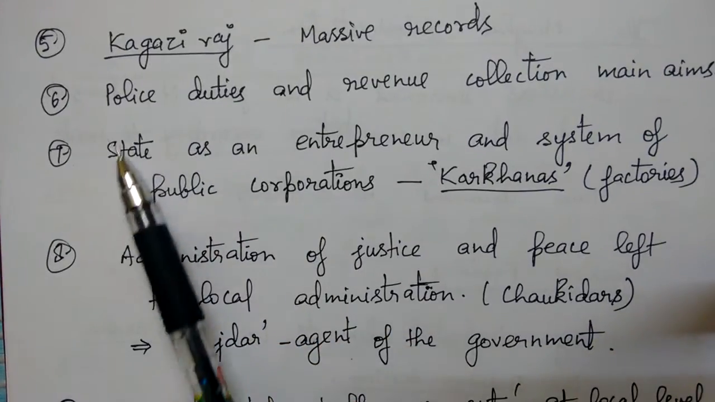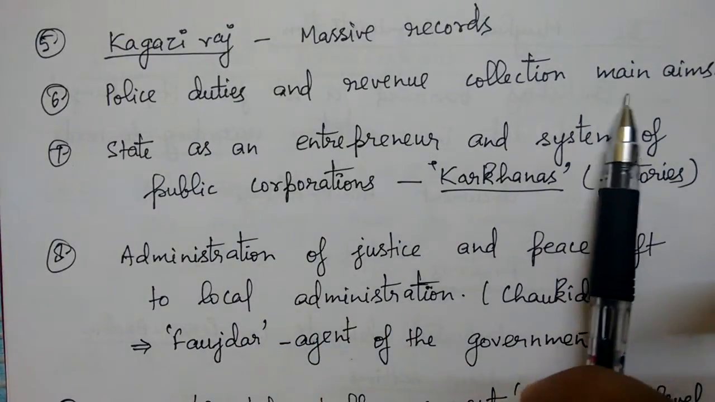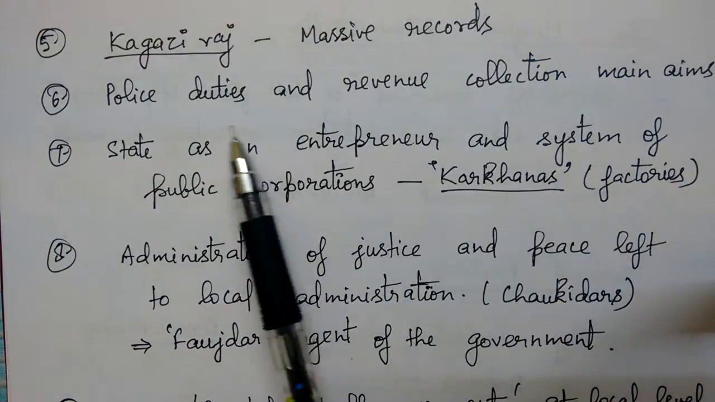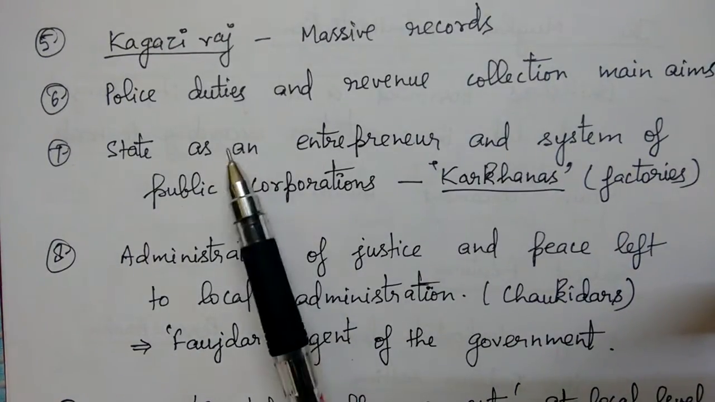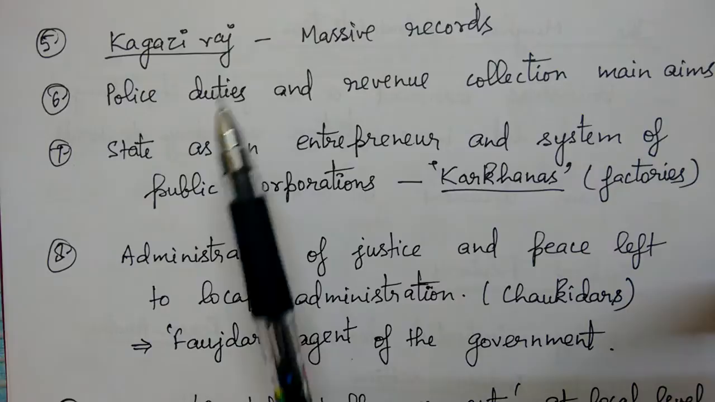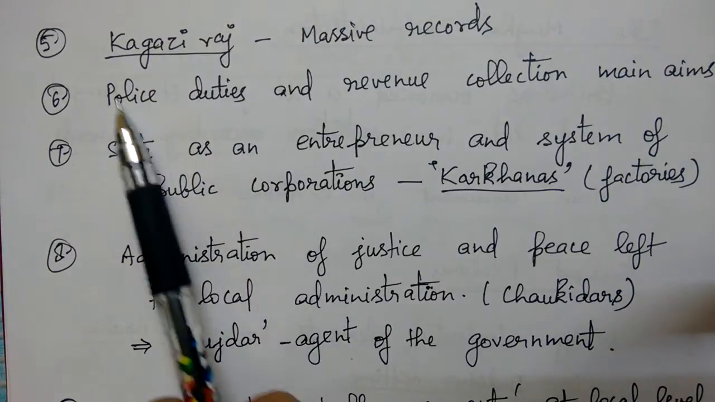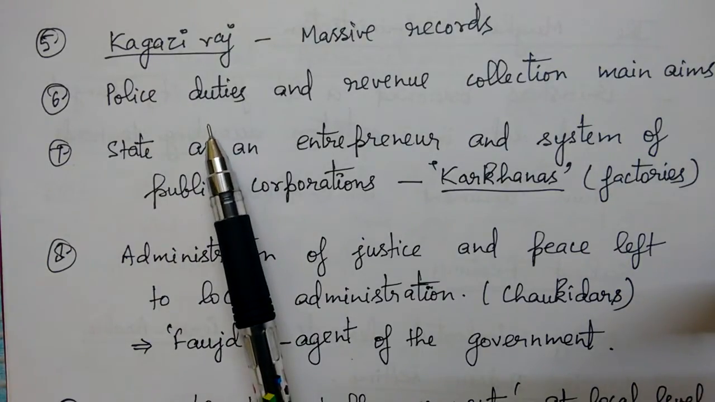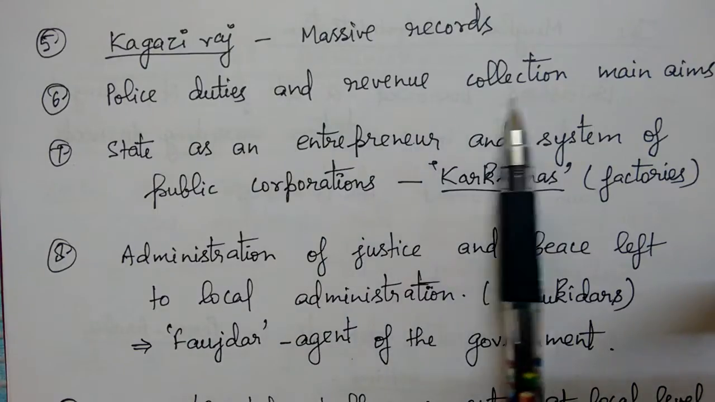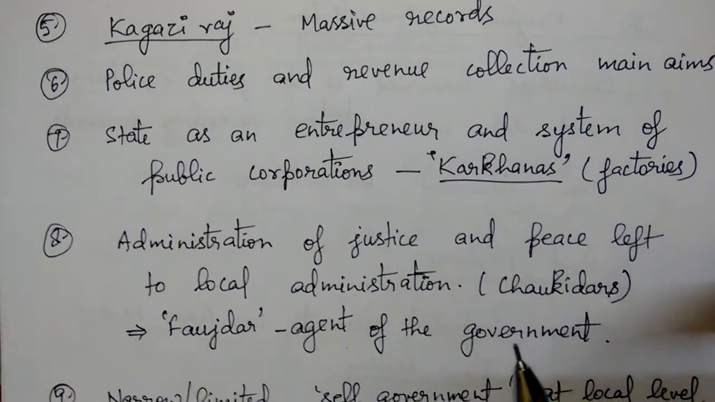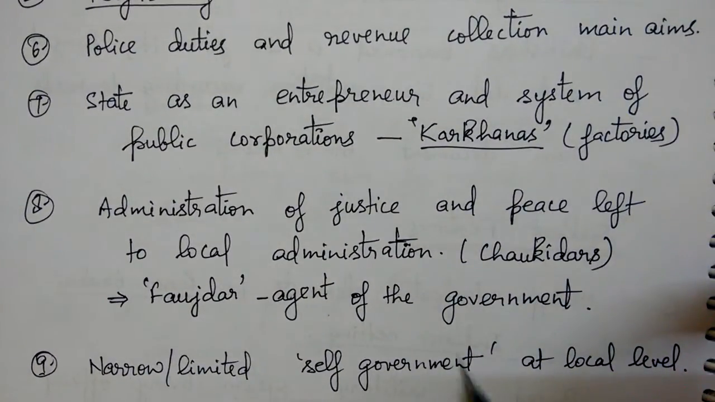Then the sixth point is that police duties and revenue collection were the main aims. So they were not that much interested in the welfare of society. They just had this military rule, that is police duties, that is they were protecting the state, and then revenue collection, that is taking the fair share of the king.